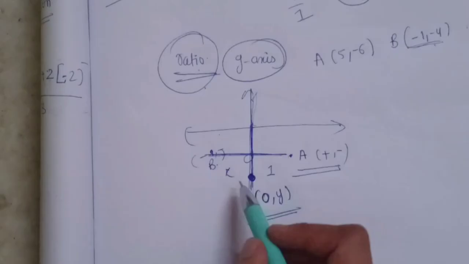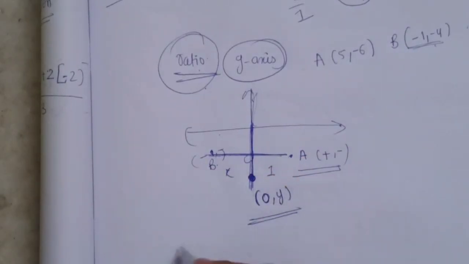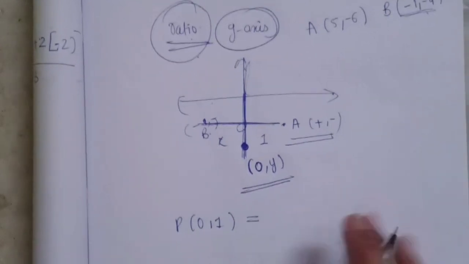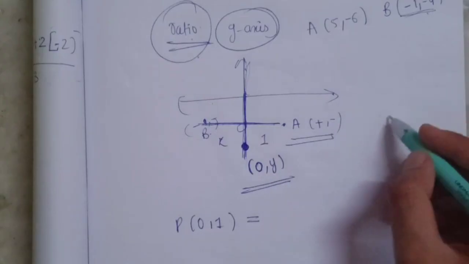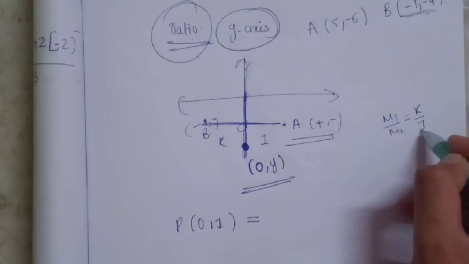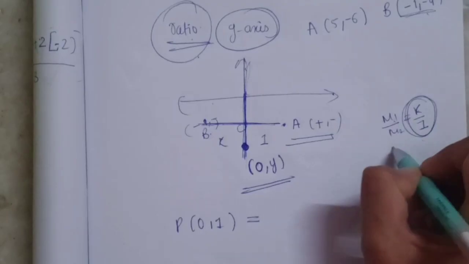Let us assume this point P, which divides the line segment in the ratio k is to 1. Point P is (0, 1). We need to find out M1 and M2, right? So M1 is to M2. Let us assume k is to 1. So M1 is k and M2 is 1.